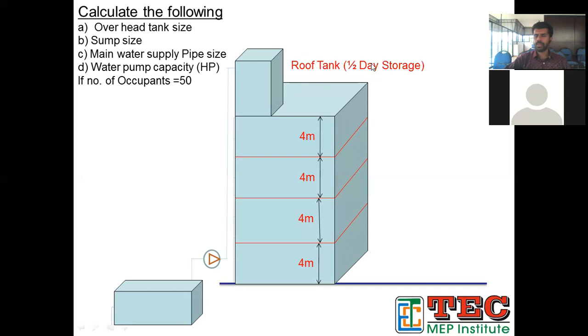Suppose we imagine that the roof tank is half day storage. Then what would be the tank size that you will be installing in your house? It means 2,500. So you can give 5,000 as well as 2,500. It is your wish, or it is according to the suggestion of the client.